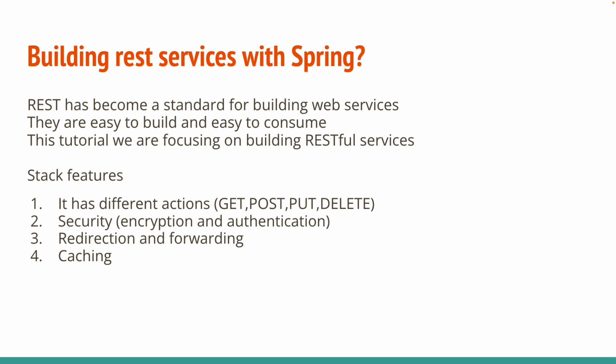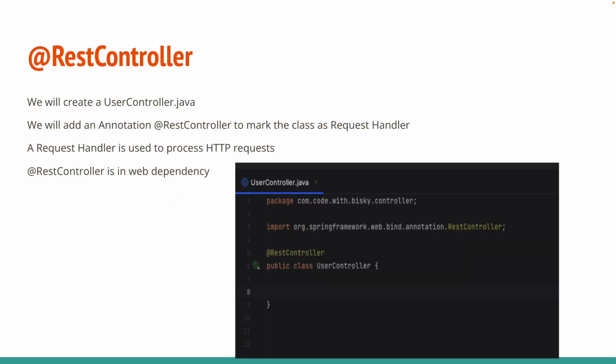Security, encryption and authentication, redirection and forwarding. Another one is caching. Our first annotation is @RestController. We will create a UserController.java. We will add the annotation @RestController to mark the class as a request handler. A request handler is used to process HTTP requests.